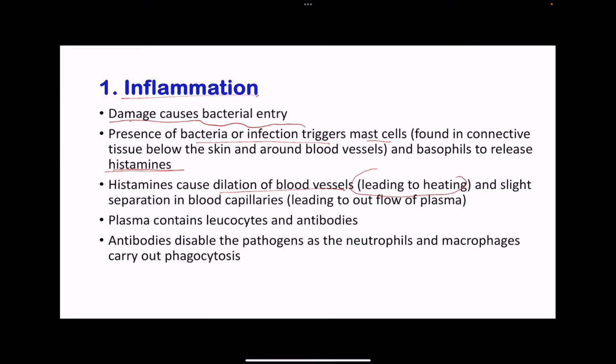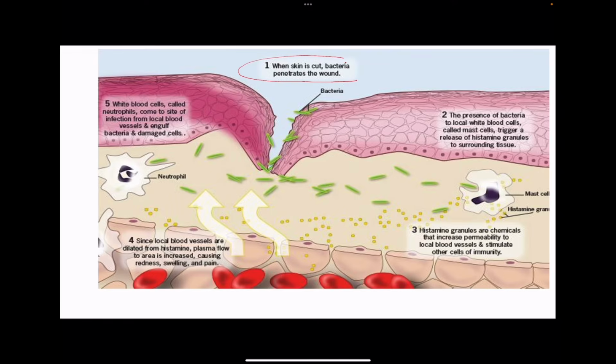Histamines are going to cause slight separation of blood vessel cells, and this is going to lead to the outflow of plasma towards that area, and all these together increase the temperature. The plasma that comes can contain antibodies, and these antibodies can disable the pathogen as the neutrophils and macrophages carry out phagocytosis. Here we can see what takes place when there is a cut around the skin.